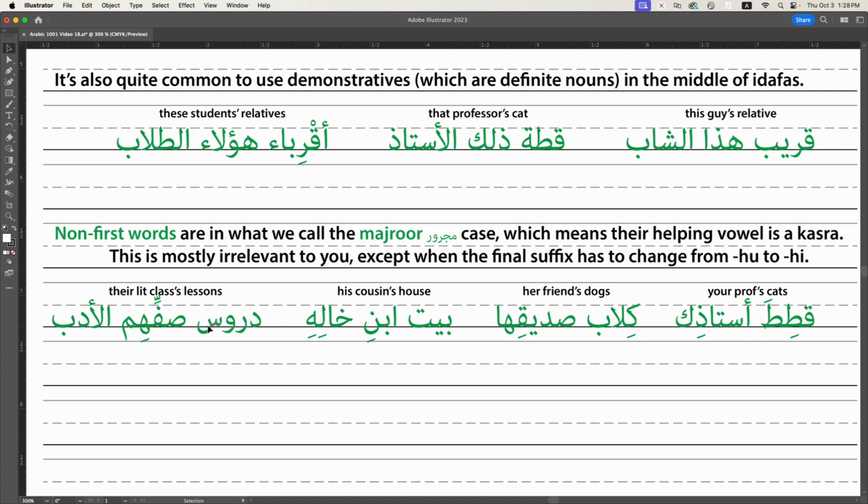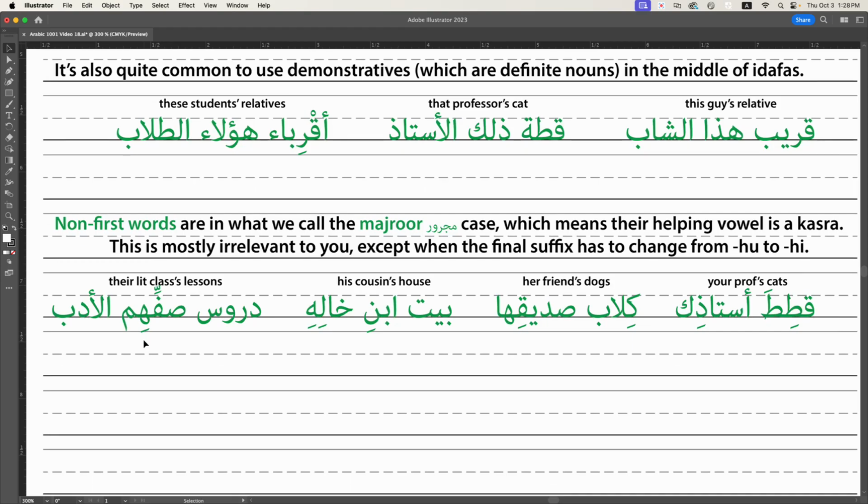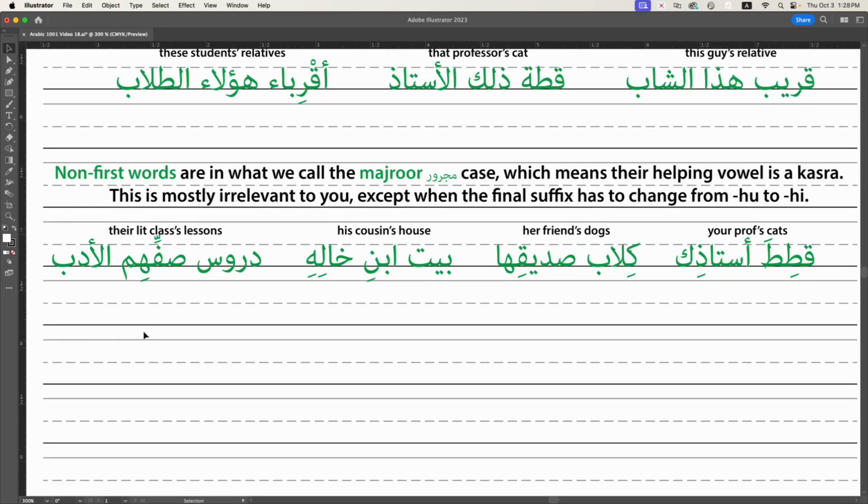Durus is lessons, saffihim al-adab. So you can't say saf, you have to say saffi because it's a non-first word in an idafa, and therefore the hum for their, human plural there, has to change to him. This is one of those that gets you from like 98% to 100% on the test, if I were to ever give tests, which I don't.